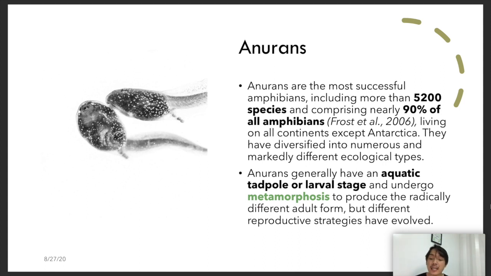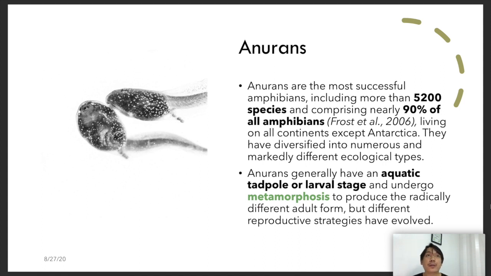Anurans generally have an aquatic tadpole or larval stage, and undergo metamorphosis to produce the radically different adult form, but different reproductive strategies have evolved. So this is very related to the evolution of animals. They started off in the ocean or in the water.